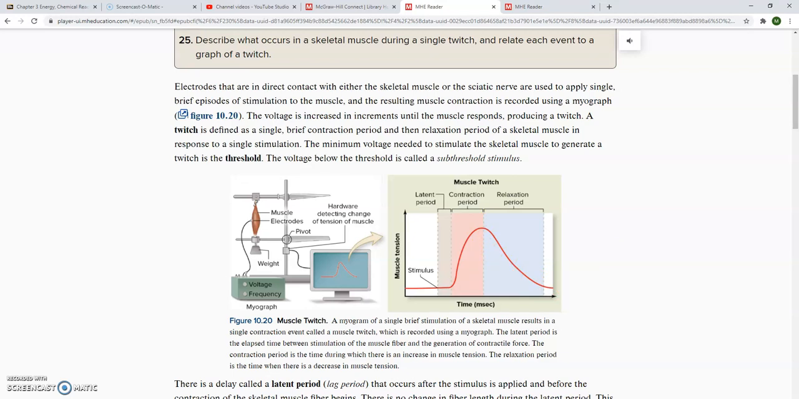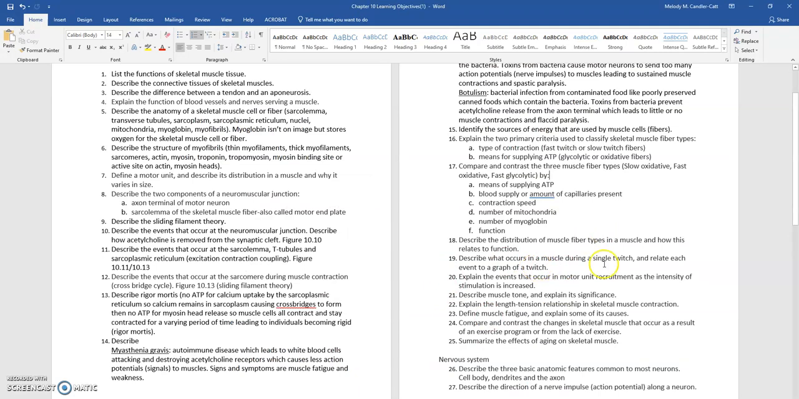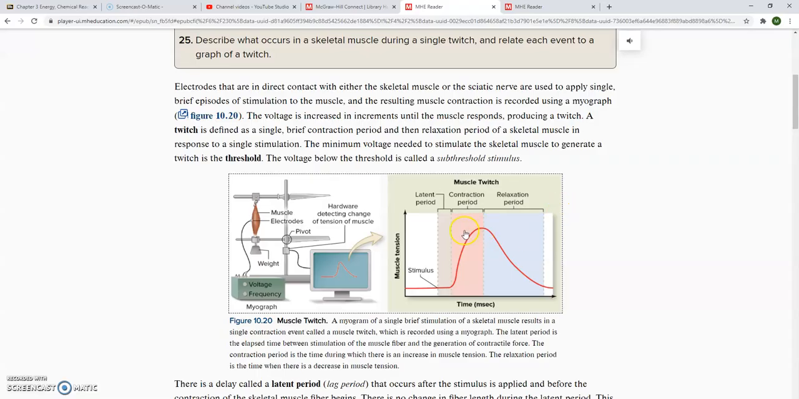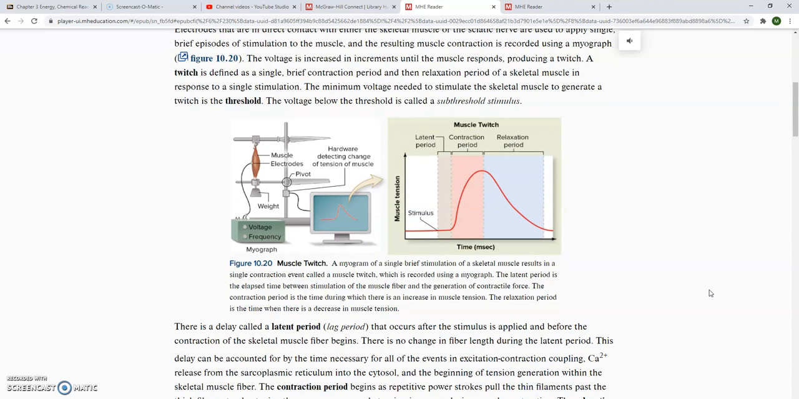All right, so that is our single muscle twitch. So the single twitch, and then relate each event that happens in the muscle cell to the graph. So we kind of went through that, what's going on. So you kind of have to know why there is a latent period, what's going on to cause that latent period where you don't see any muscle tension. And again, that's the time that's needed for the action potential to run down the sarcolemma and the T tubules and for the calcium channels to be open and calcium to flow out. So those are the events in any muscle twitch.